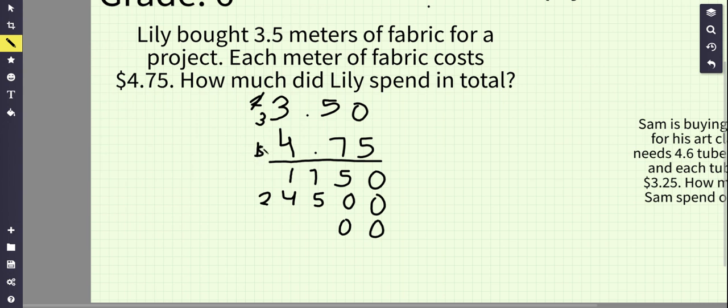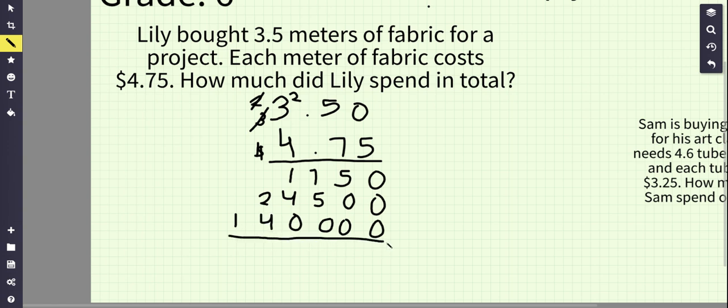Gotta put the money sign over here. And there we go. Now we're gonna do the last one for the 4. So we first put a 0 again. 4 times 0 is 0. Then 4 times 5 is 20. Put the 2 over here and the 0 on the bottom. 4 times 3 is 12 plus 2 is 14. Put the 1 on here and the 4 here.